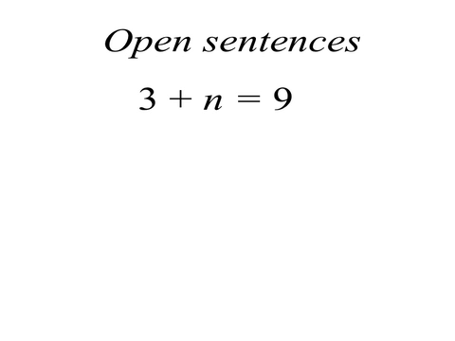Here's an equation from an earlier lesson. 3 plus n is equal to 9. Because of the variable n, this equation is called an open sentence. And the number that makes this a true equation is 6.